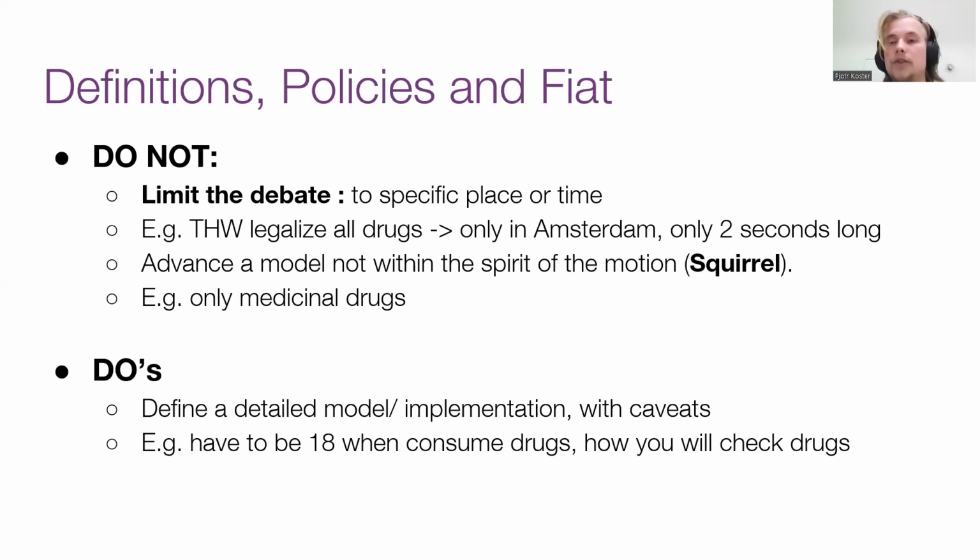So what you can do is you can give a detailed model or implementation, and you can add some caveats. So at the moment you have illicit drugs, then clearly you can just say that you have to be over 18 or 21, or whatever years you want to consume drugs. And you can also say there's going to be regulations on how these drugs are going to be created and sold. These are all possible things that you can do.